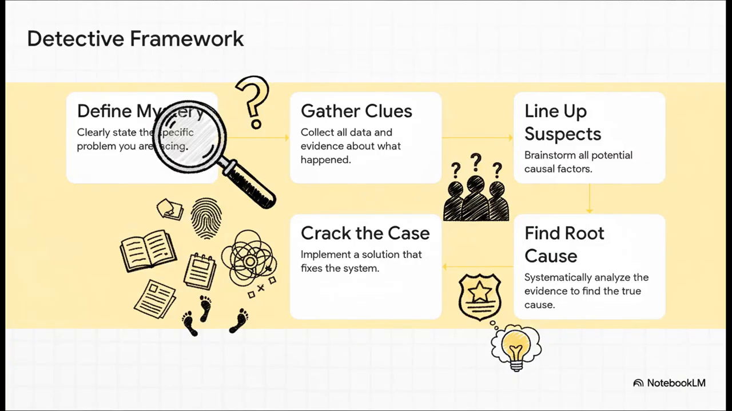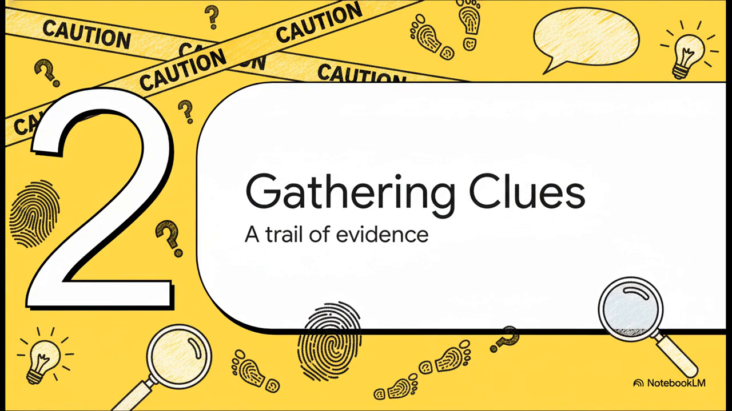So here it is, our 5-step method. First, you've got to define the mystery. What's actually happening? Second, we gather the clues. Every piece of evidence matters. Third, we line up the suspects, all the things that could be the cause. Fourth, and this is the big one, we find the root cause. And finally, step 5, we crack the case with a fix that makes sure this problem never comes back. All right, let's get to it. The investigation officially starts now.